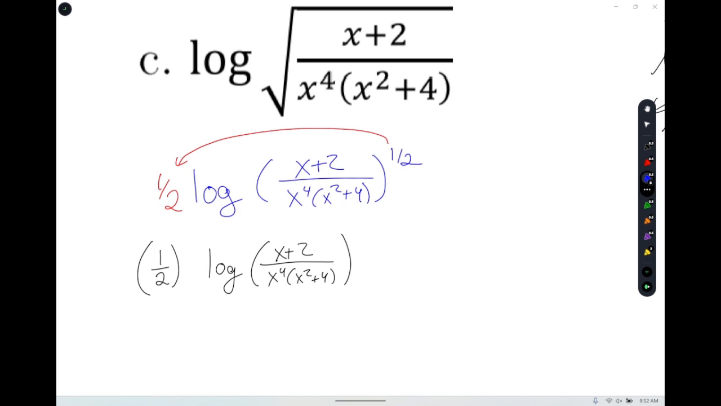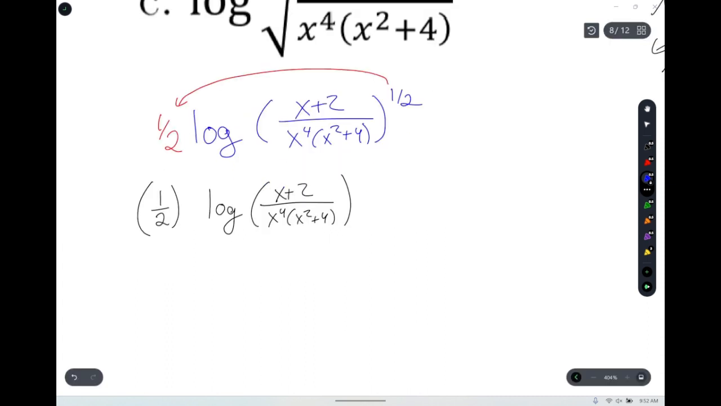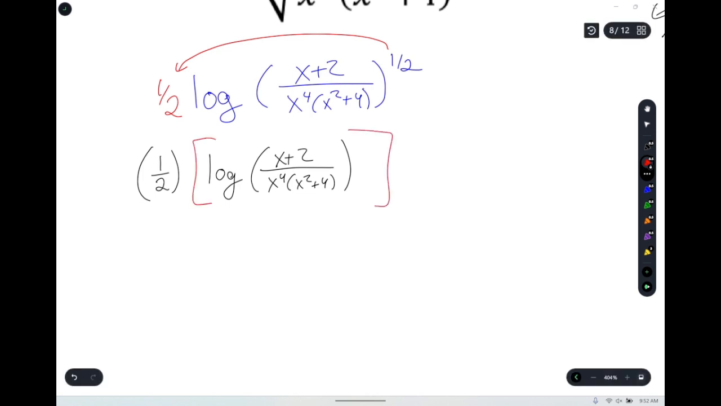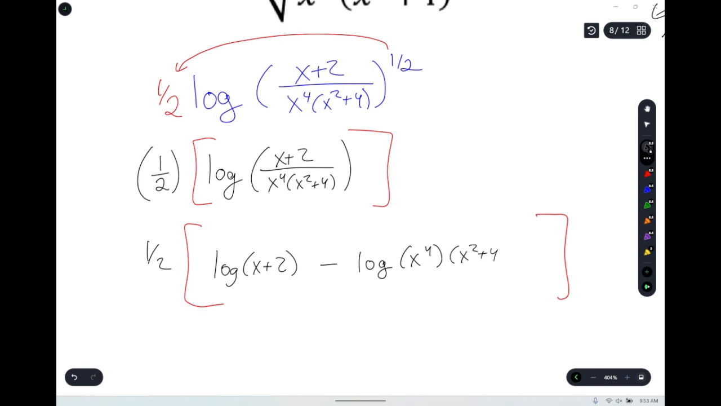All right, what do you want to split up first? The plus? Nope, you can't. There's the trick. What are we going to split up first? Yeah, I think so, because it's touching everything, right? And the multiplication doesn't touch the top. Here's a real good thought, though. See that 1/2? That's going to go with everything. So I'm going to put these brackets around here, and we're going to keep those brackets for the whole problem, just knowing there's a 1/2 out front. So we got log of x plus 2 minus log of x to the 4th times x squared plus 4.